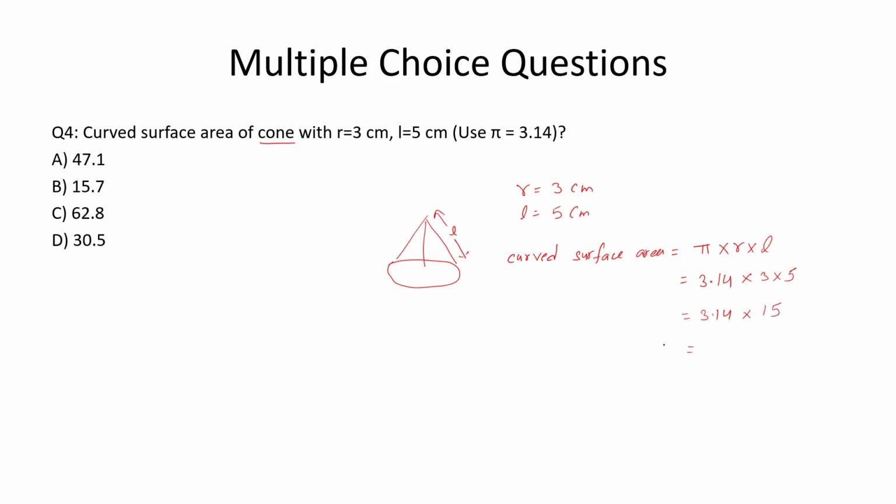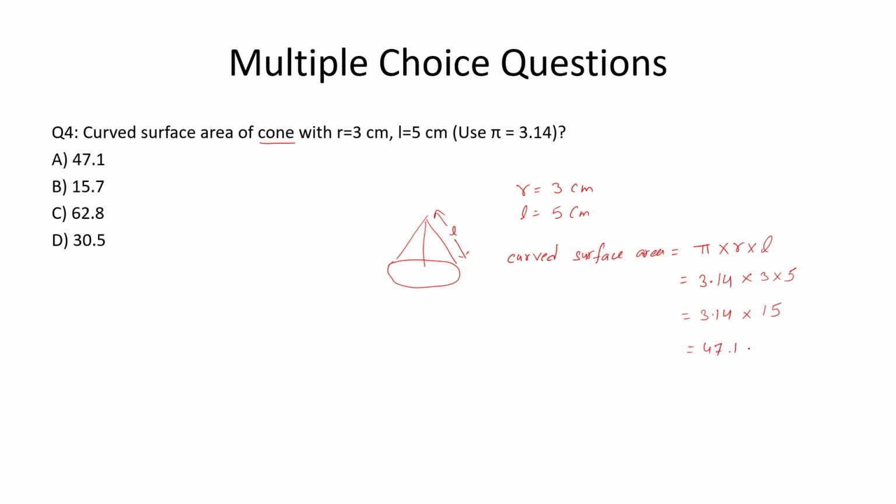Again, let me use my calculator to do this multiplication. Otherwise, it may take some time. 3.14 into 15. It is 47.1. So you can also check 47.1.